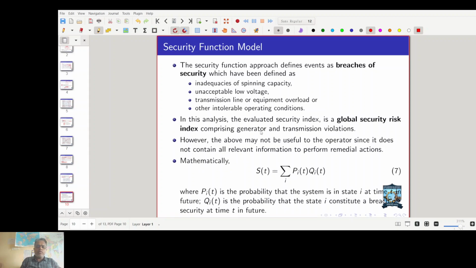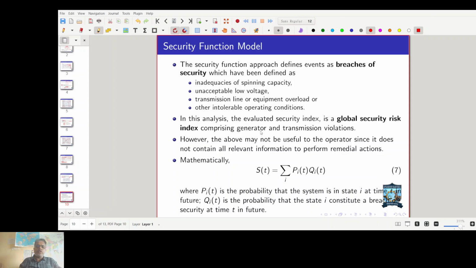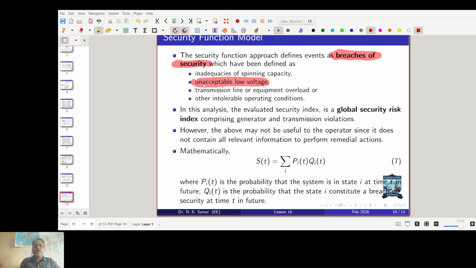Another advanced concept in operating reserve reliability evaluation is the security function model. The security function approach defines the events as breaches of security, which have been defined as inadequacies of spinning capacity, unacceptable low voltage, transmission line or equipment overload, and other intolerable operating conditions. In this analysis, the evaluated security index is a global security risk index comprising generator and transmission violations.